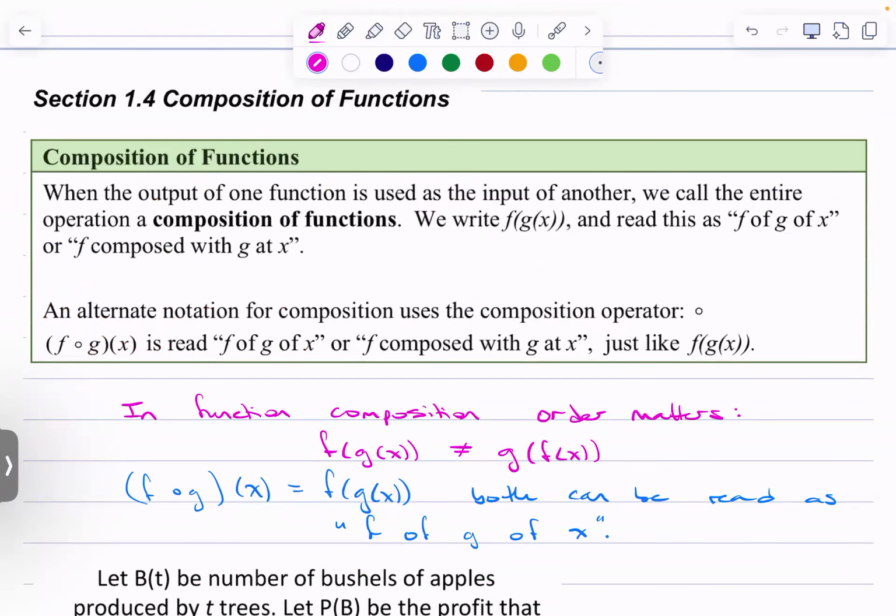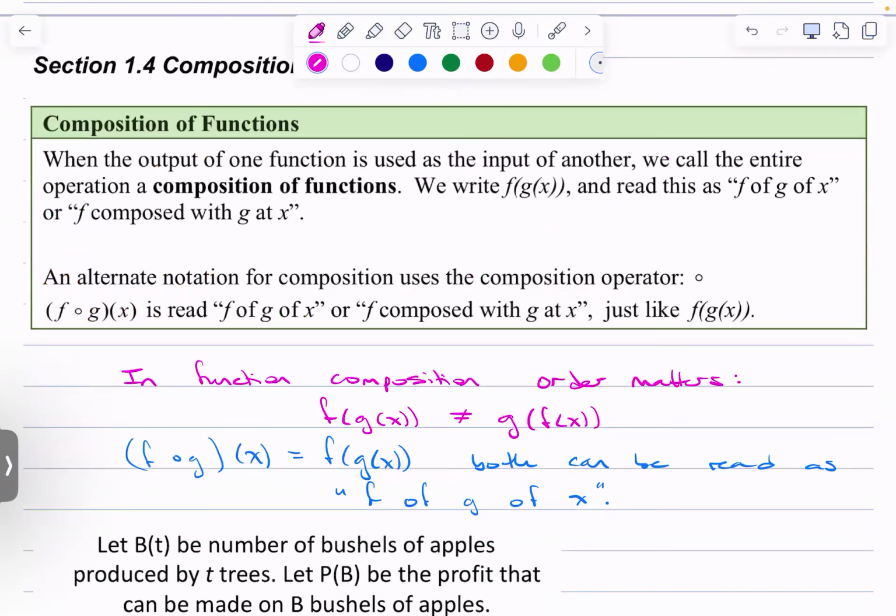Section 1.4 is on composition of functions, which I always really enjoy. I think it's really kind of a fun section. So what is it? Well, if you think about a composition, it's a combined thing of, in this case, functions. So really what we're going to do is take a function and stuff it into another function, and you can keep going. You can take those two functions, stuff them into another function.